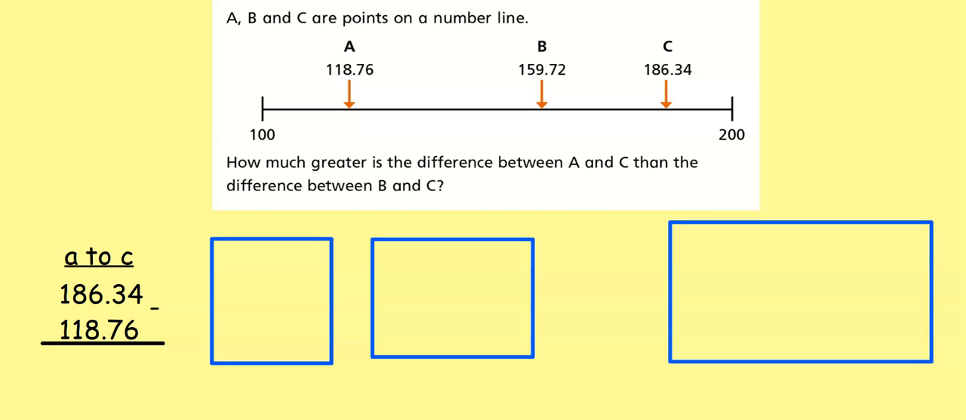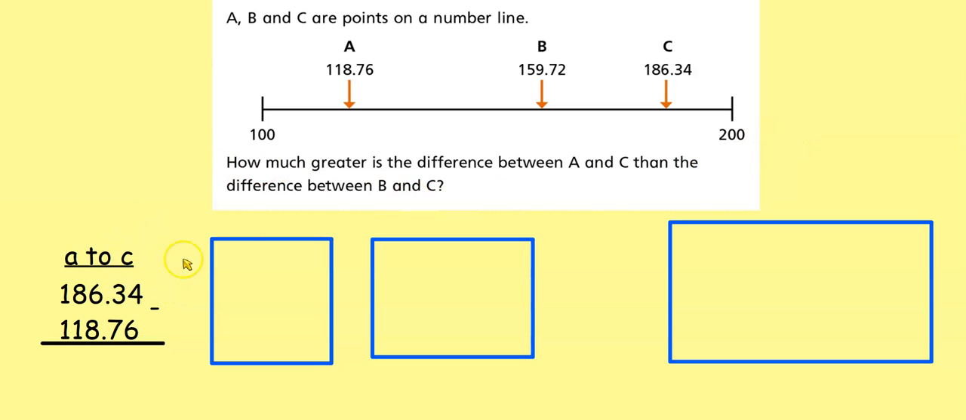So let's have a look at the question itself. And here it is. It says A, B and C are points on a number line, and you can see A, B and C there, and you can see how far along on the number line they are between 100 and 200. And it says how much greater is the difference between A and C, so from A to C here, than the difference between B and C, so B to C here. And because of the way it's written, it almost forces you to work it out in this way.